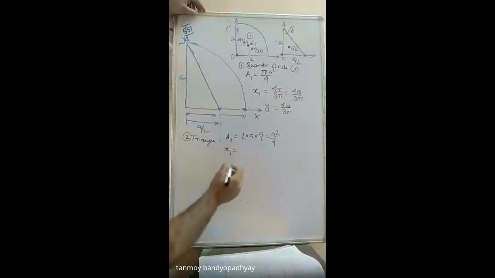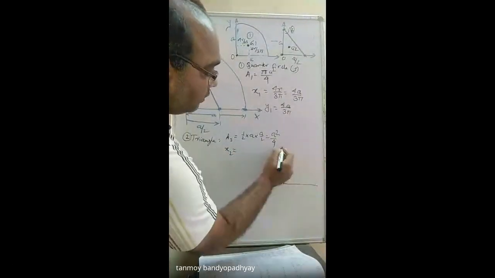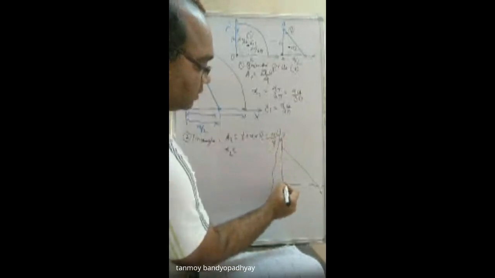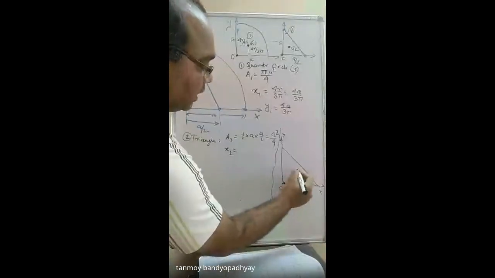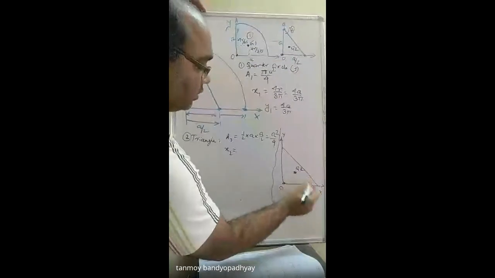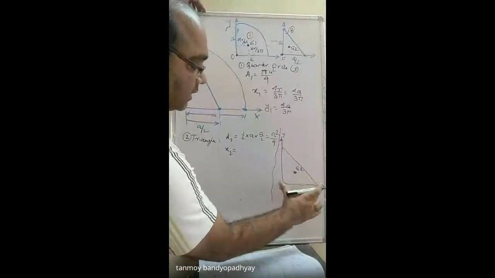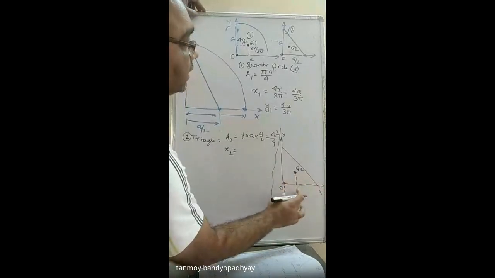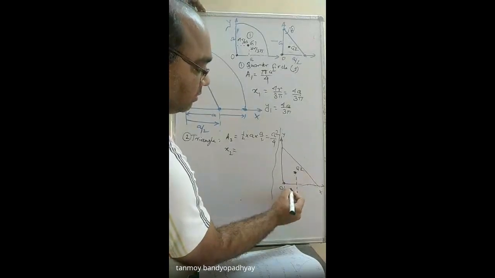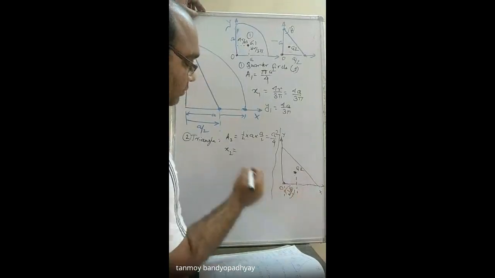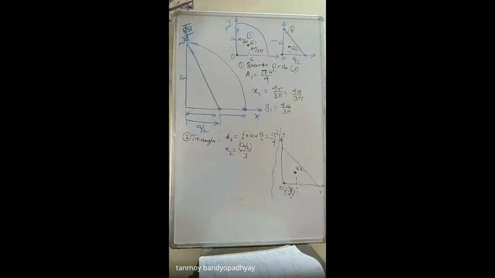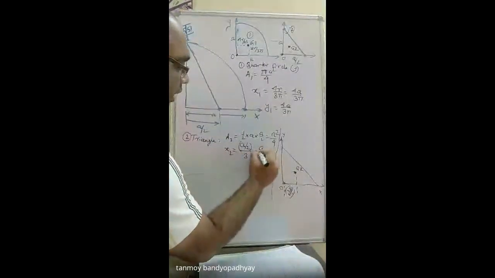What is x2? Let me draw it here. This is x, this is y, and this is the origin. Let the centroid be here, let's call it G2. If I consider the x direction, this is the depth of the triangle, so this length will be depth by 3. The depth is a by 2, so x2 will be equal to a by 2 divided by 3. Okay sir? So that will be equal to a divided by 6.